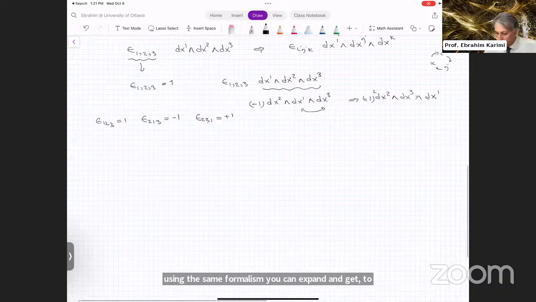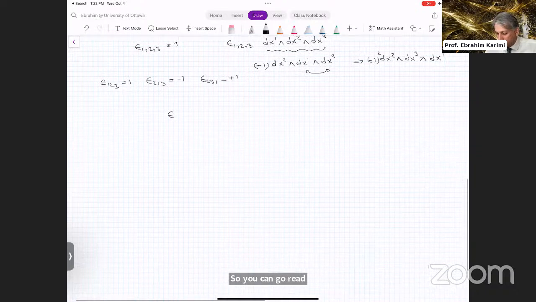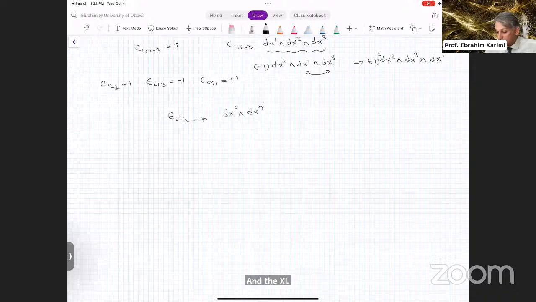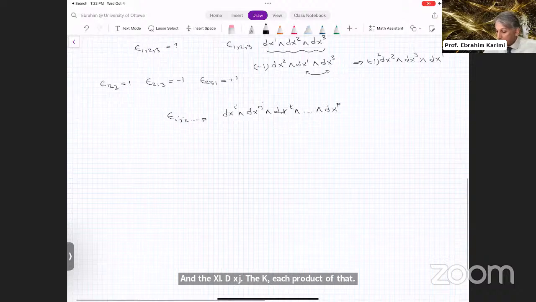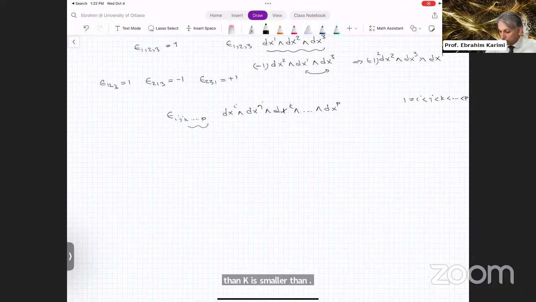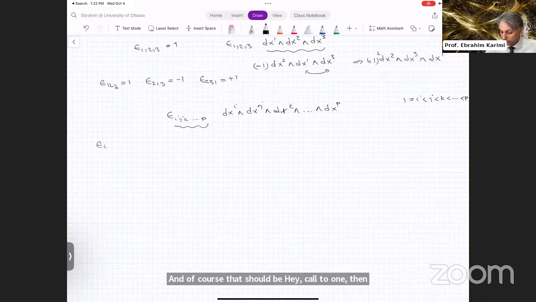So you can go with epsilon of, let's say, i, j, k until p, and dx_i, dx_j, dx_k, the exterior product until dx_p. And as far as i is smaller than j, smaller than k, smaller than p, of course that should be equal to 1, then this notation epsilon ijk is equal to 1.